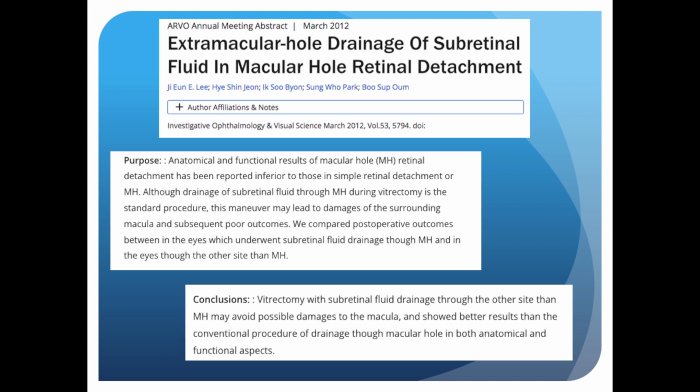So, according to vitrectomy with subretinal fluid drainage through a site other than the macular hole may avoid possible damage to the macula, as I already told you. And the conventional procedure of drainage through the macular hole, both anatomically and functionally, gives slightly less comparable results as far as retinotomy is concerned in these types of macular hole with RD patients.